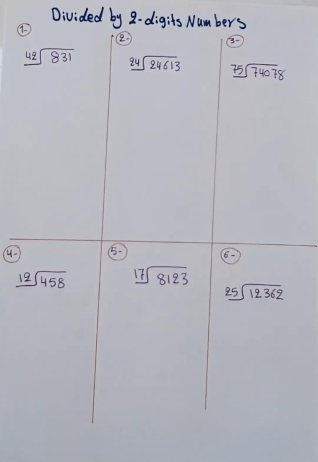Hello dear students, in this lesson I'm going to talk about dividing by two-digit numbers. Example number 1, you have 831 divided by 42.